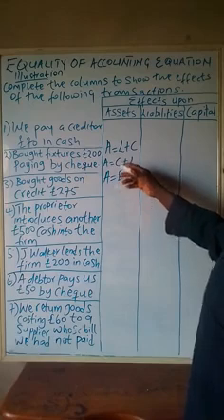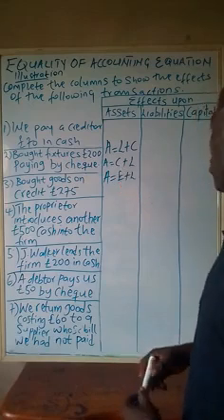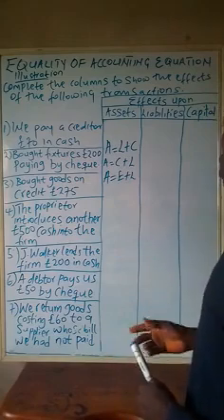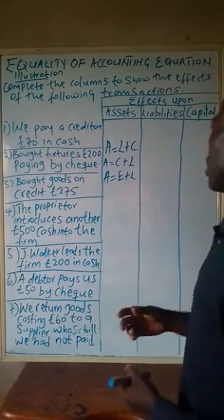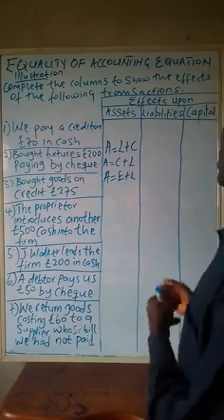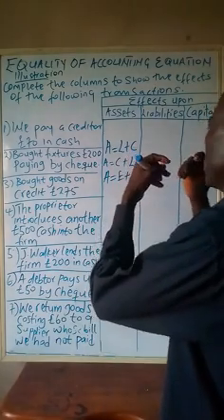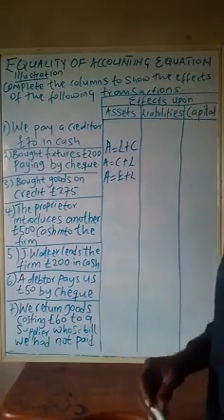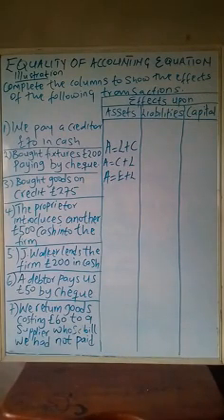Equity and capital are the same thing. There are two words that mean the same thing. So a company's total asset is equal to equity plus liability. That is the accounting equation. That is the balance sheet equation.